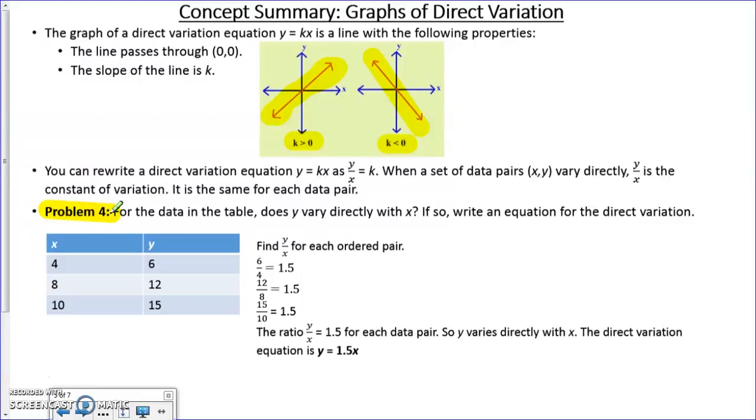This is similar to what we were doing in 5.1 when we were figuring out the rate of change. So we need to find y over x for each ordered pair. 6 divided by 4, 12 divided by 8, 15 divided by 10. They are all equal to the same number, which is 1.5. Therefore, 1.5 is the constant of variation, and the direct variation equation is simply y equals 1.5x.